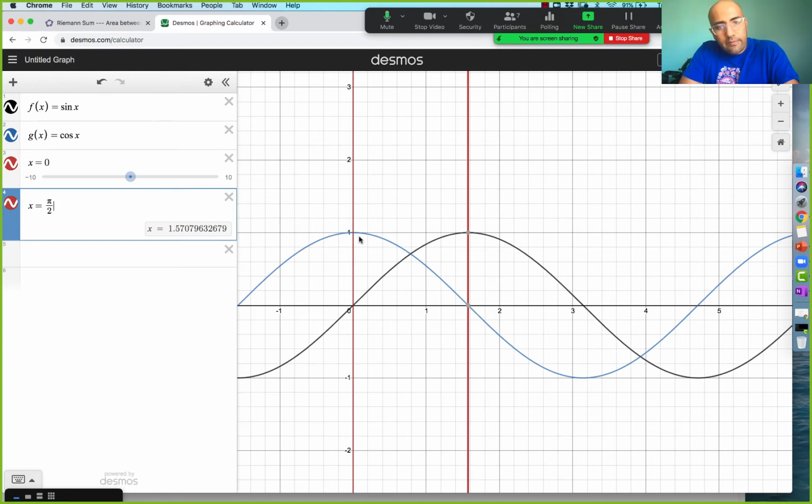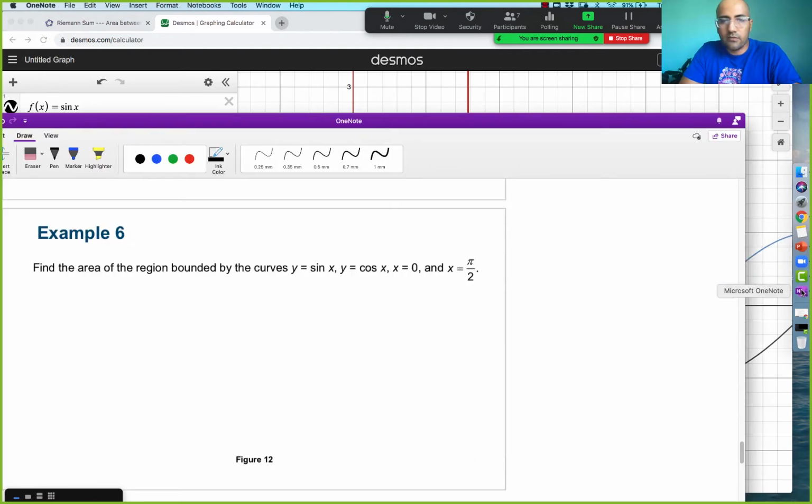So what we're talking about is this little region, right? We have a cosine function here in blue. We have the sine function in black, and we want to find the area between the two. I think, in fact, I already had a nice little picture of that anyway.